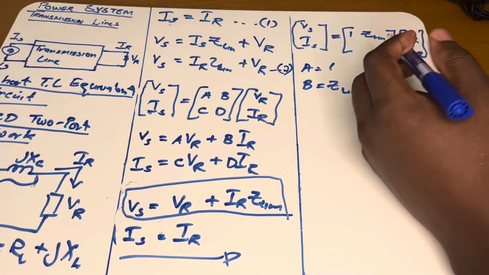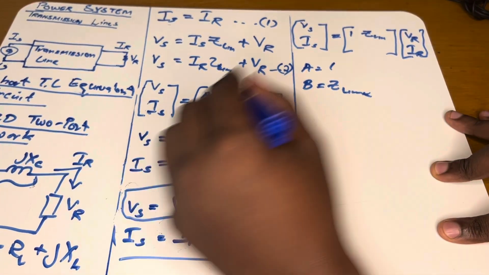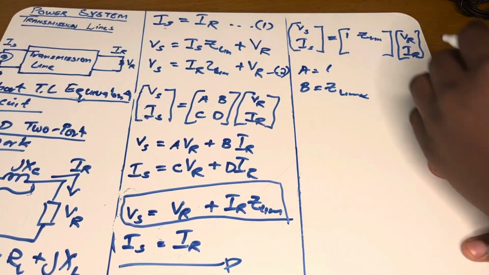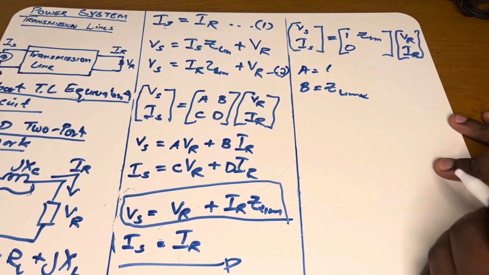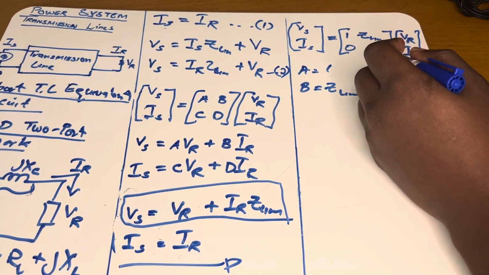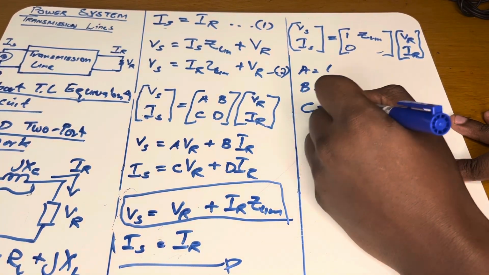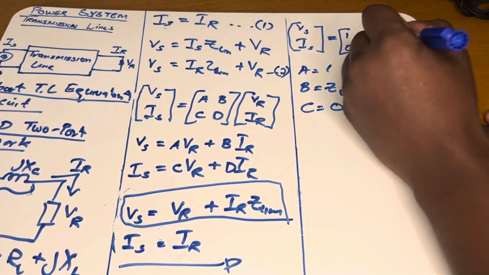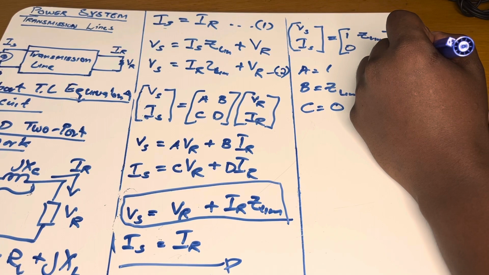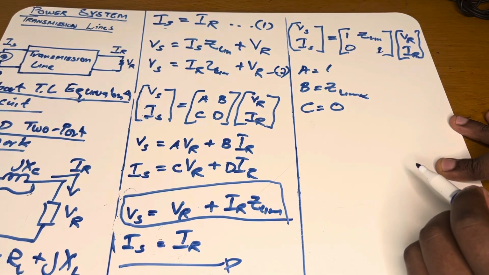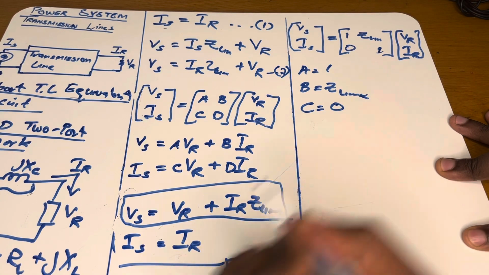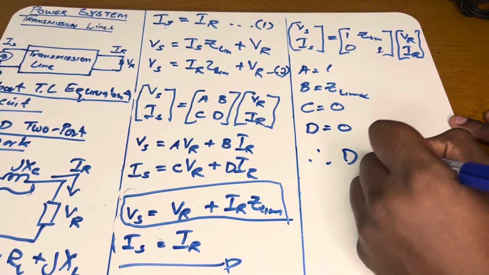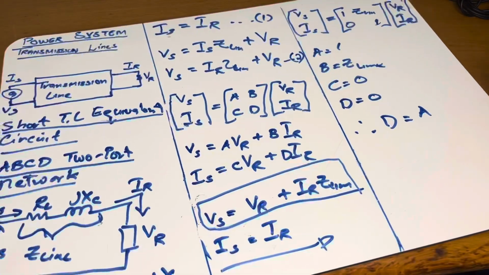Okay, so in terms of what will be our C when multiplying VR to give us nothing, because we don't have VR on Is, so it's going to be 0 here. And then now, because our C now is 0, what will be our D? Our D will be 1, because when we multiply IR with 1, it's going to give us Is equals to IR. So D is equal to 1. Therefore, D is equal to A on the short transmission line.